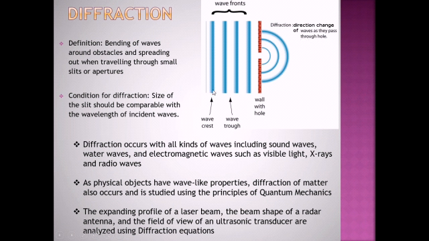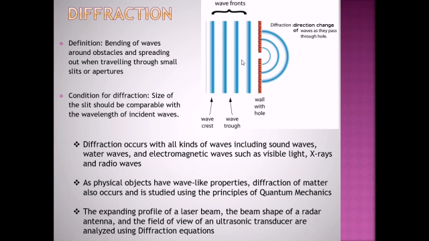These blue lines are wave crests, and in between the blue lines there are wave troughs. The most important point to note here is that for diffraction to take place, the size of the slit should be comparable with the wavelength of the incident wave.